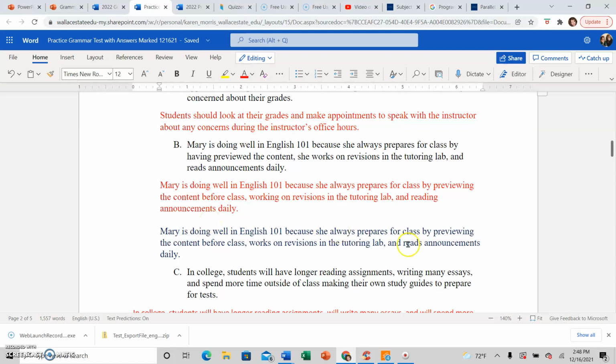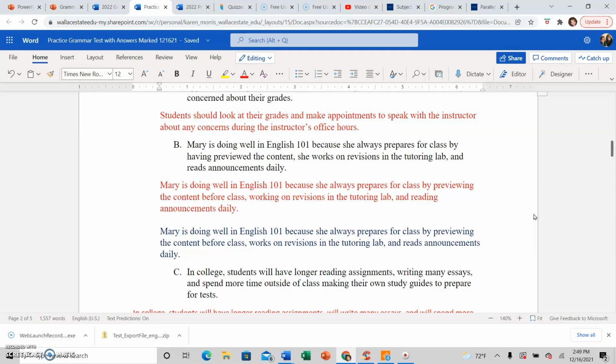Poor Mary. Mary is doing well in English 101 because she always prepares for class by previewing the content before class, works on revisions in the tutoring lab, and reads announcements daily. So in the second one, why is she successful? She prepares, she works, and she reads. All right. The red one was, how does she prepare? By previewing, working, and reading. Okay, so the focus is a little different for the verbs, but they're consistent and they're parallel in the 2 revisions.